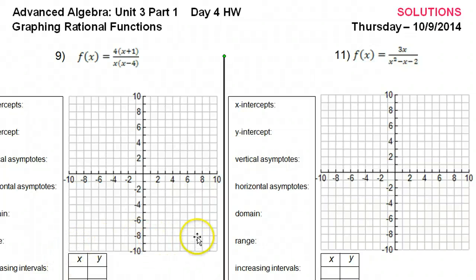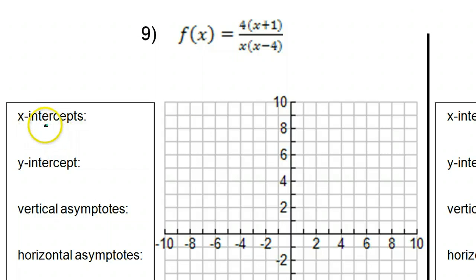Alright, this is the fourth part of our lesson on graphing rational functions. We are picking up here with number 9. X-intercepts. How do we find them? We find them by setting the numerator equal to 0. So that's going to be 4 times x plus 1 equals 0.